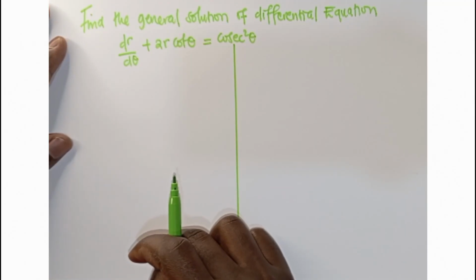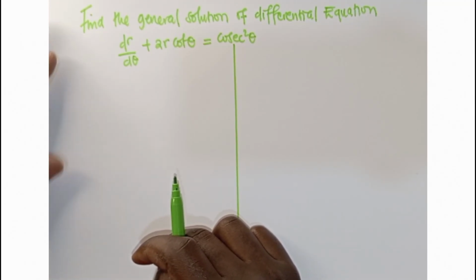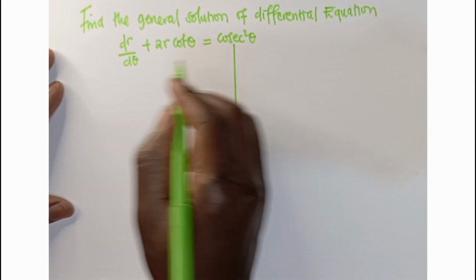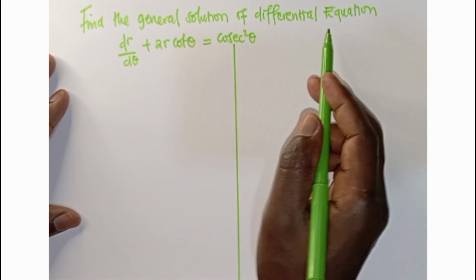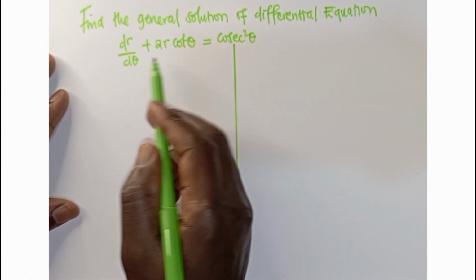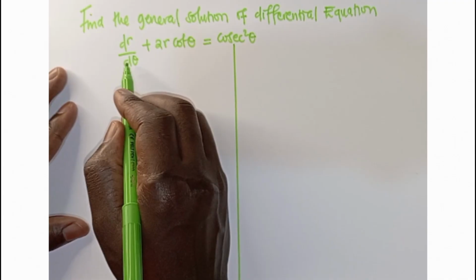Deal with this differential equation, to solve it, realizing that we have to get the general solution of such a differential equation. So what do we see here?